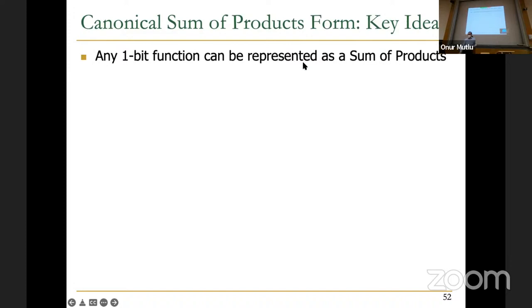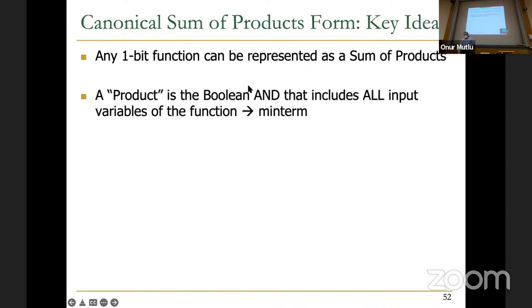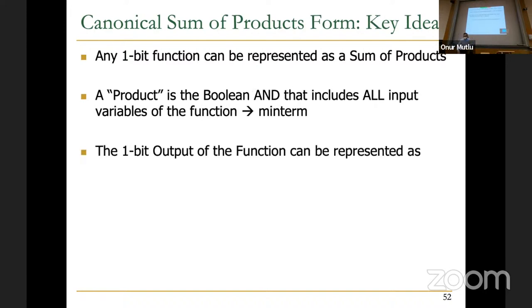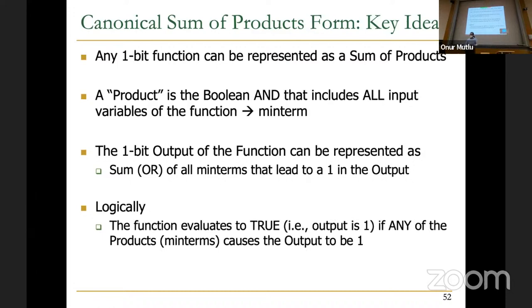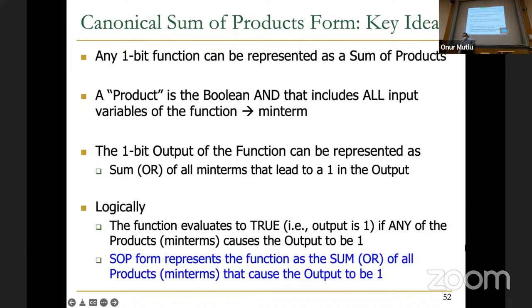Okay, so let me summarize. Hopefully everything was clear, but any one-bit function can be represented as a sum of products. A product is a Boolean AND that includes all input variables of the function. This is called a minterm. The one-bit output of the function can be represented as the sum of all minterms that lead to a one in the output. And logically, this means that the function evaluates to true. In other words, the output is one if any of the products or any of the minterms cause the output to be one. And SOP form in the end represents the function as a sum, or OR, of products or minterms that cause the output to be one. Basically, I repeated everything I said earlier just for redundancy purposes.